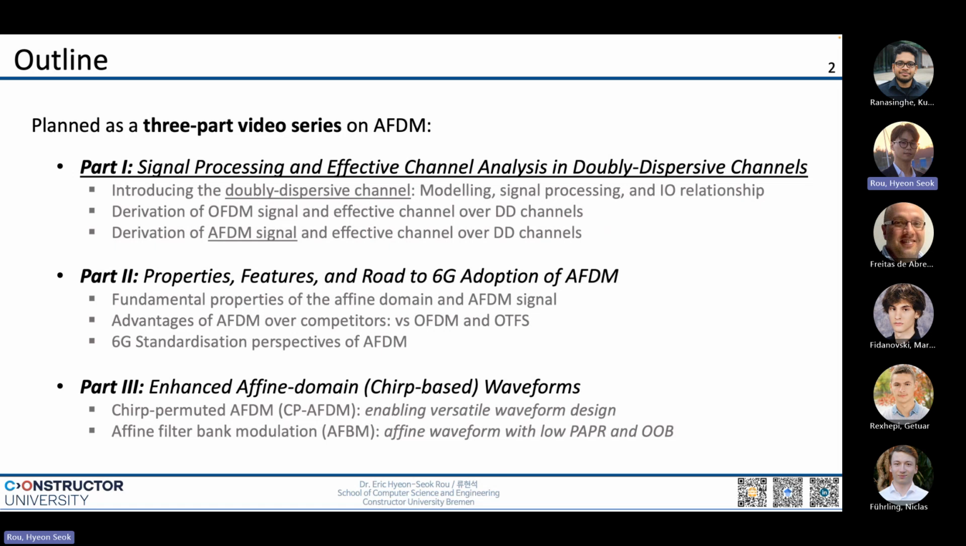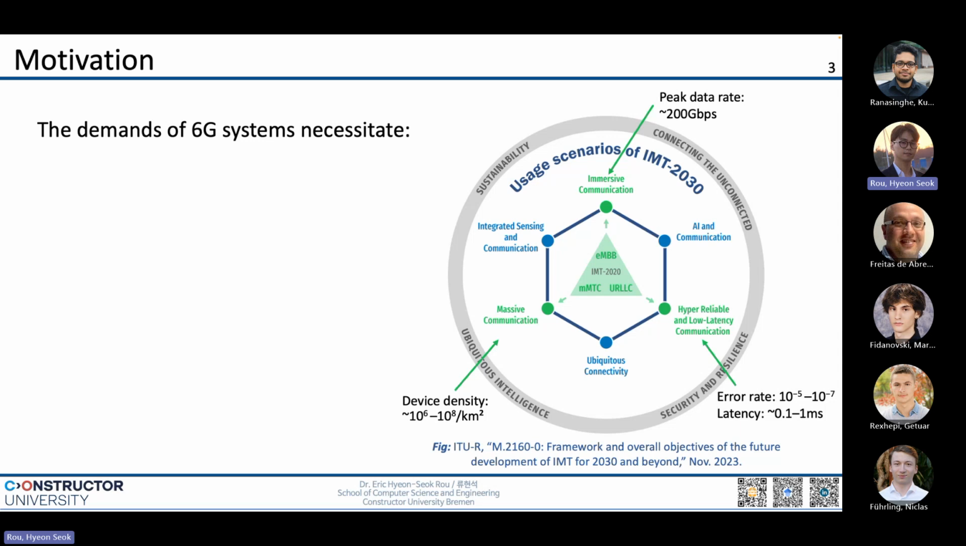The first one is called the chirp permuted AFDM, or CP-AFDM, that is going to enable a bunch of new multifunctional applications based on the AFDM. And then also something called affine filter bank modulation. It's another waveform that combines the benefits of the AFDM waveform in terms of its full diversity and robustness over doubly dispersive channels, and also achieves, thanks to the filter bank part of the waveform, very low PAPR and almost perfect out-of-band emission.